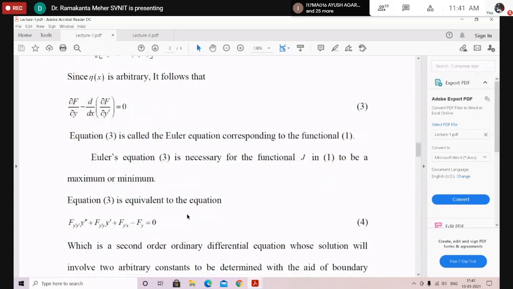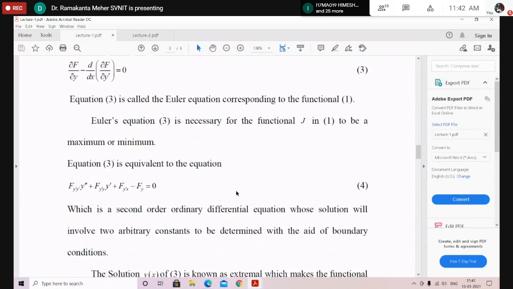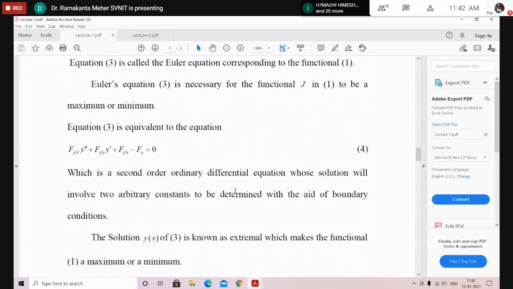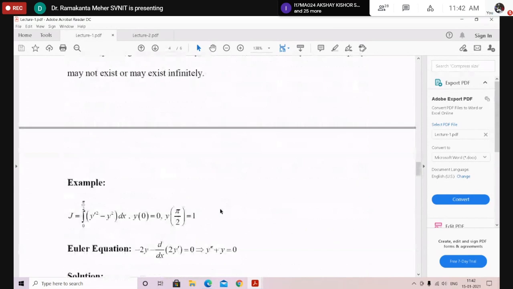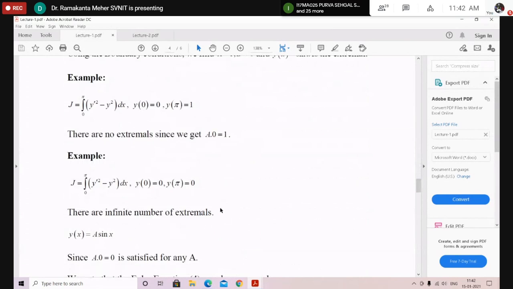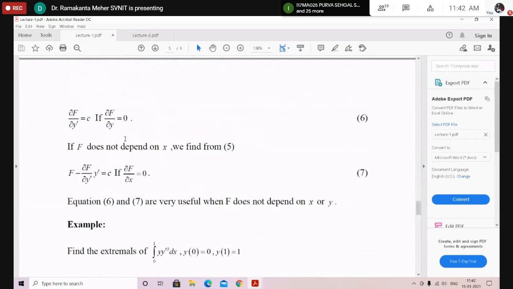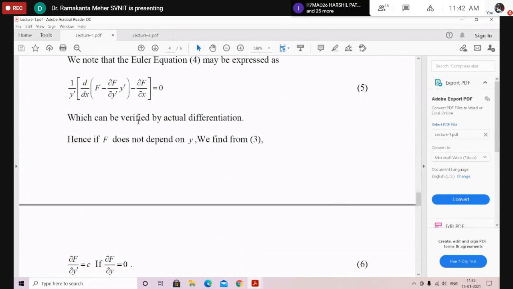For simplification, we derived similar formulas from equation 3 to see the Euler equation when f is independent of x and when f is independent of y. This is the second equation that we derived from the Euler equation, which I already discussed in the last class: 1 by y dash, d by dx of f minus del f by del y dash into y dash, minus del f by del x, equal to 0.